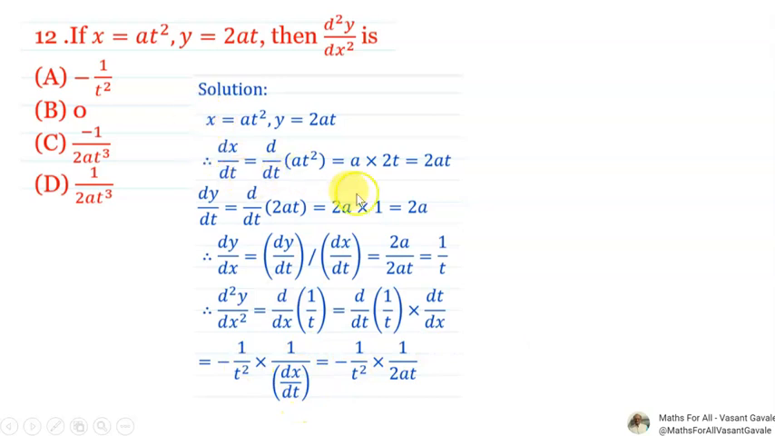But what is the value of dx upon dt? That's 280. Therefore 1 upon 280, that's a product, and hence you will get here minus 1 upon 280 cube, and that is the option C. Here it is correct.